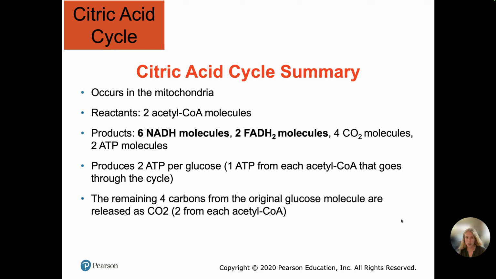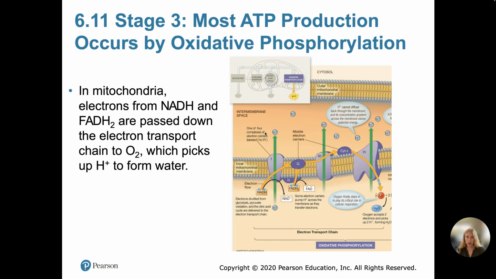This is the citric acid cycle summary. The bold products in this one are the NADH and the FADH2 molecules, because in stage 3, it's all the electron carriers that become important. So each stage so far, glycolysis, pyruvate oxidation, and the citric acid cycle, all of them have either produced NADH or FADH2 molecules. Those molecules, those electron carriers, become important as we start to talk about oxidative phosphorylation, which is stage 3. Stage 3 is where most of the ATP production occurs, and it's called oxidative phosphorylation in total.